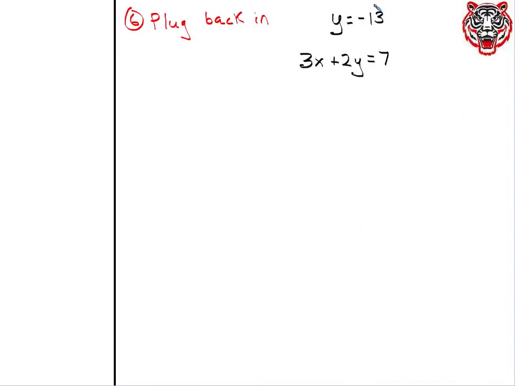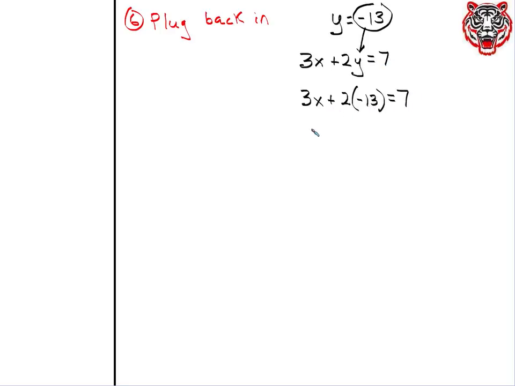Now I'm going to plug this value of 13 in for this value of y, because y is negative 13. This y is negative 13. So doing that, I'm still on step 6 here. I have 3x plus 2 times the quantity. Remember, I put parentheses whenever I sub in. Negative 13, and copy down the rest of the equation, equals 7.